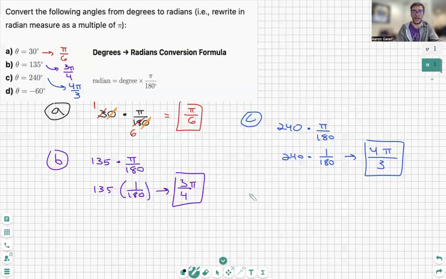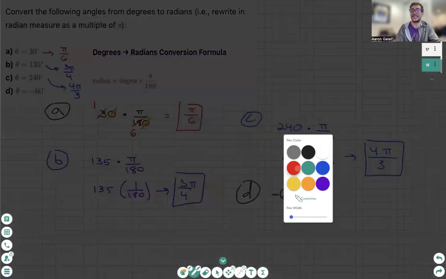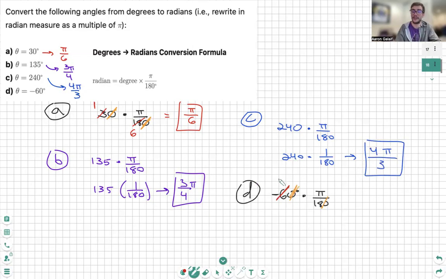Last problem we have is D for negative 60 degrees. We'll do this one by hand, pi over 180. Remember, if you see the zeros, that's an easy start. The zeros cancel. Then you can see the 6 and the 18 will simplify further, leaving this a 3. Leaving that a 1, leaving this a 3. And we see negative 1 times pi is negative pi, and 3 is still left in the denominator.